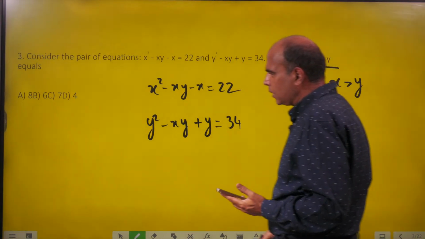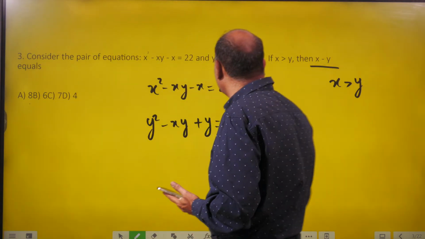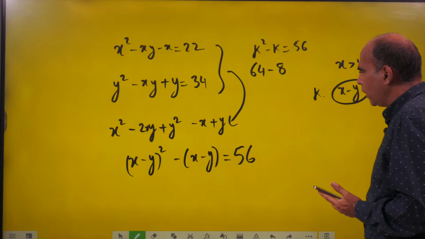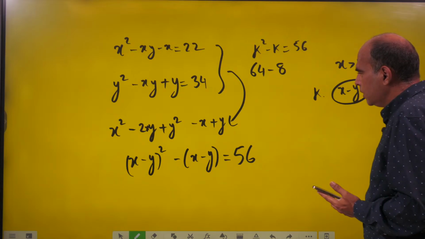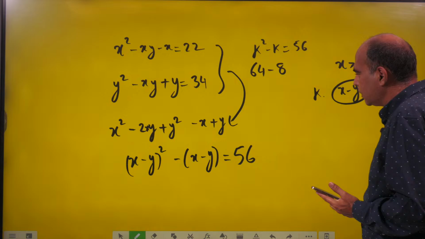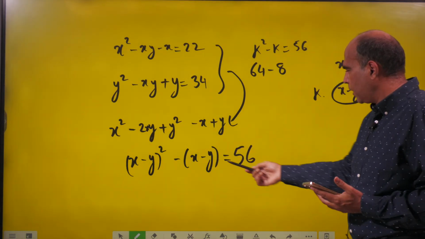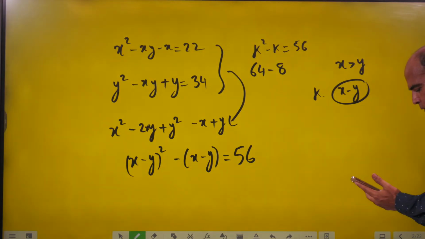I hope I'm correct in this. That's what I'm getting here. X minus y whole square minus x minus y, yeah. So I've got this expression, square of it, minus x minus y equals 56. So 8 is the correct answer, yeah.